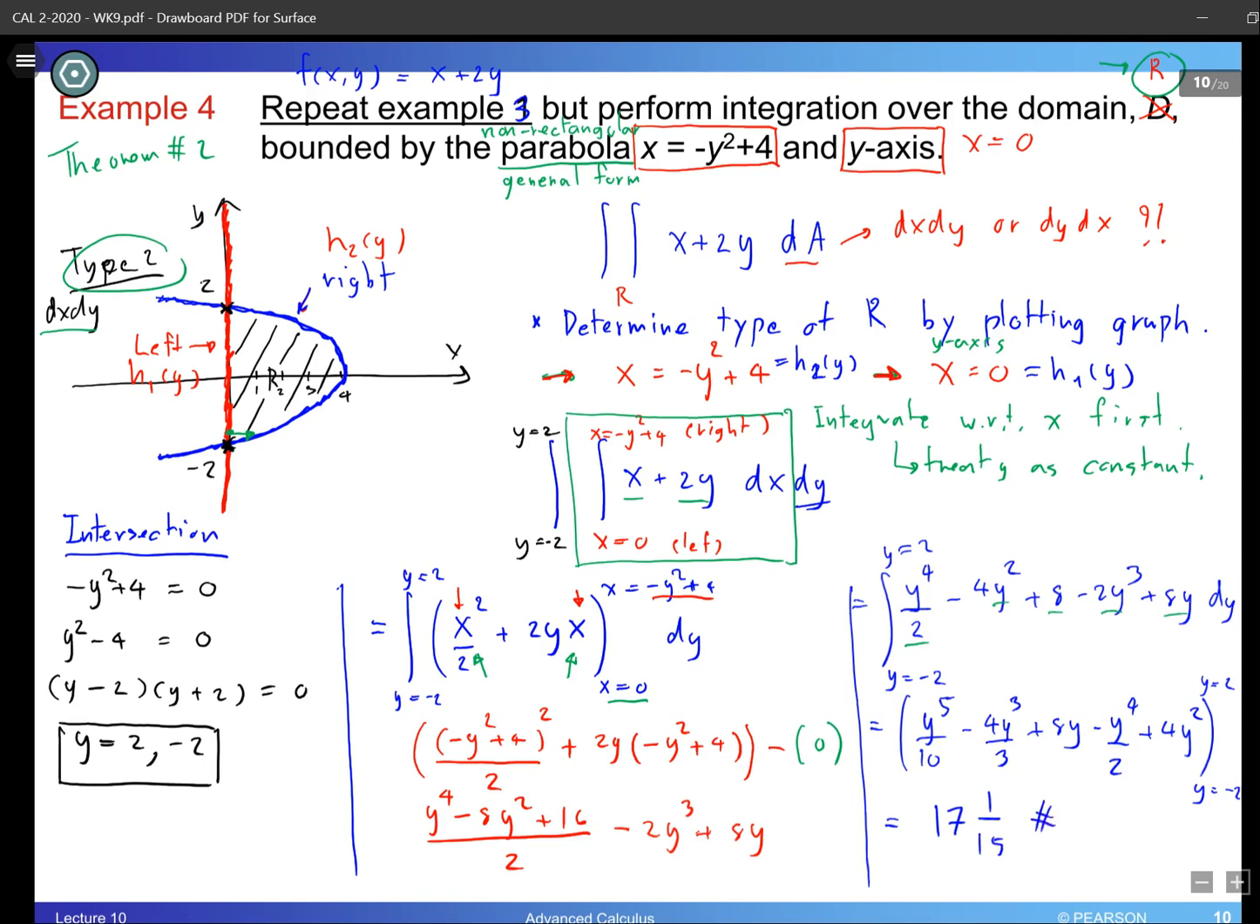And you can make a note that this is for the double integral with general domain, type 2. This time around is type 2.